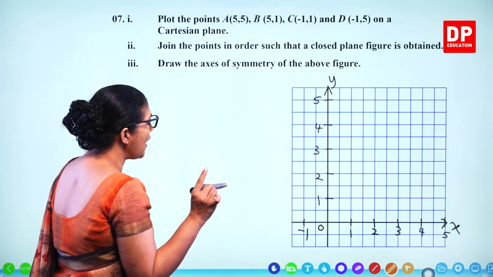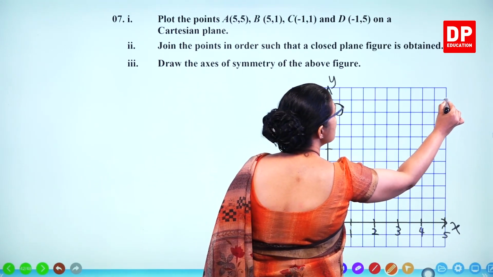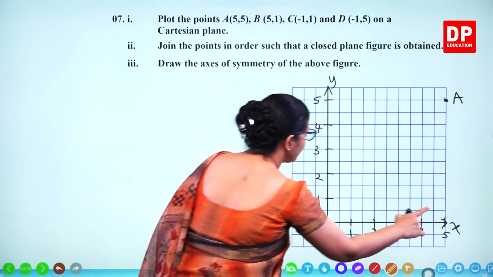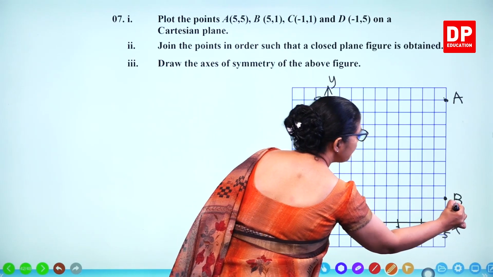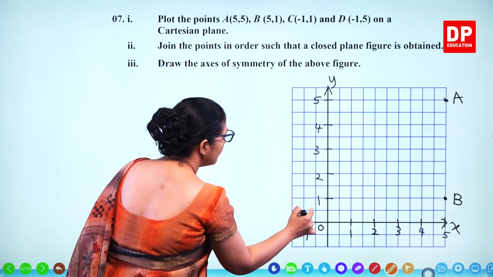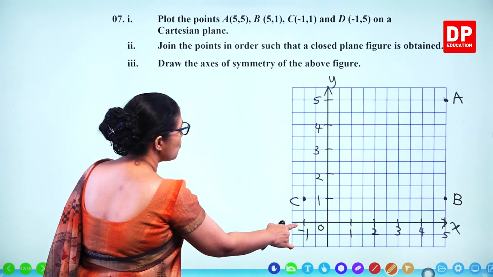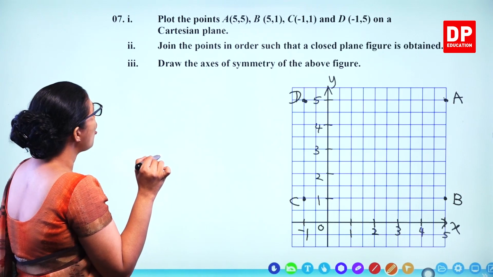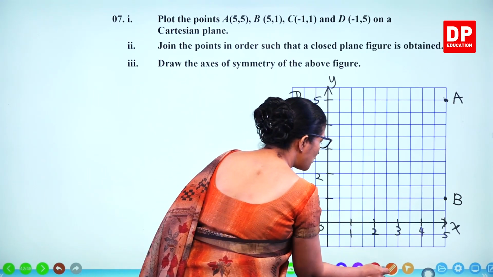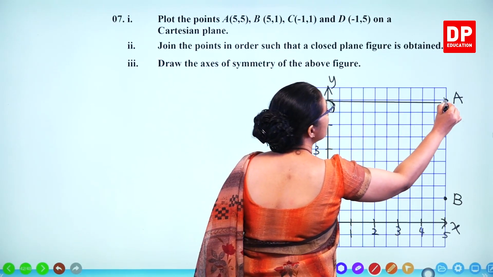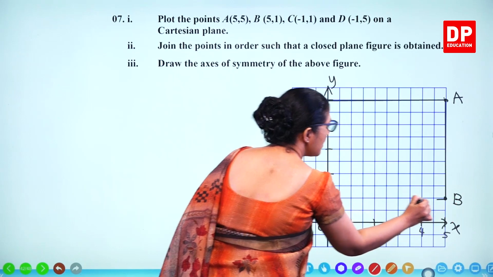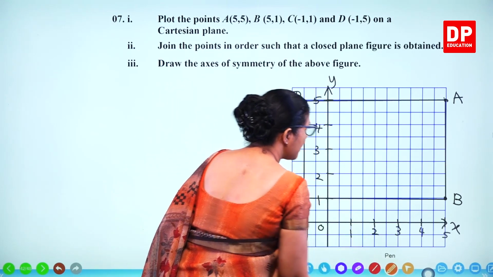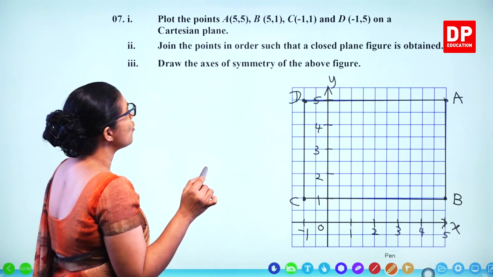Now we'll mark the points. (5, 5), this point is A. (5, 1), this point is B. (-1, 1), this point is C. (-1, 5), that's D. On a Cartesian plane, join the points in order such that a closed plane figure is obtained. AD, AB, BC. So we did that.